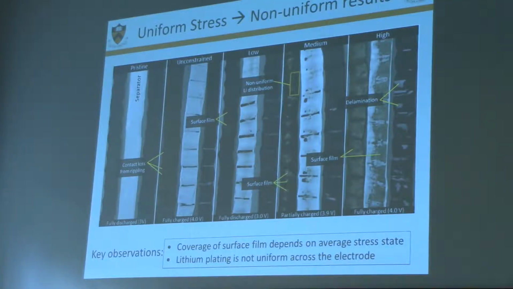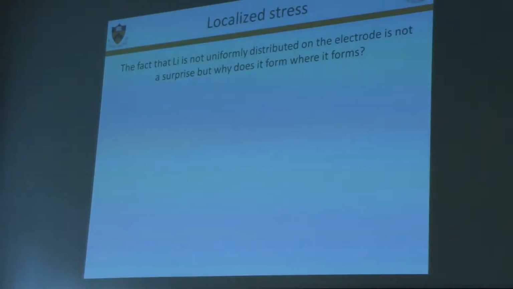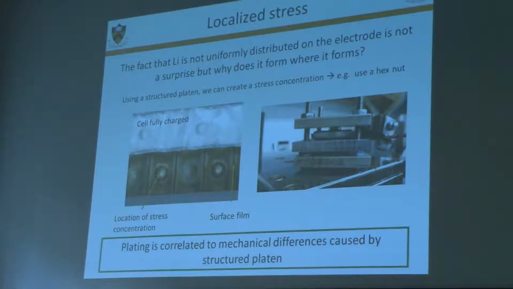Right, and in fact, if we look at it as a function of the stress, we see that, okay, when there's a low stress state versus medium versus high, we can see the amount of plating increases drastically. Okay? So what happened here wasn't really about changes in the material, it was about plating of lithium, and we see that that plating is not uniform. Okay? And so, why does it form where it does? And why does that lead to the degradation that we see?